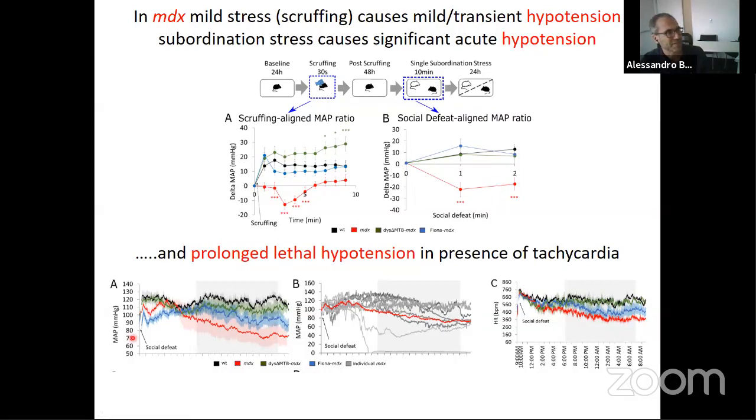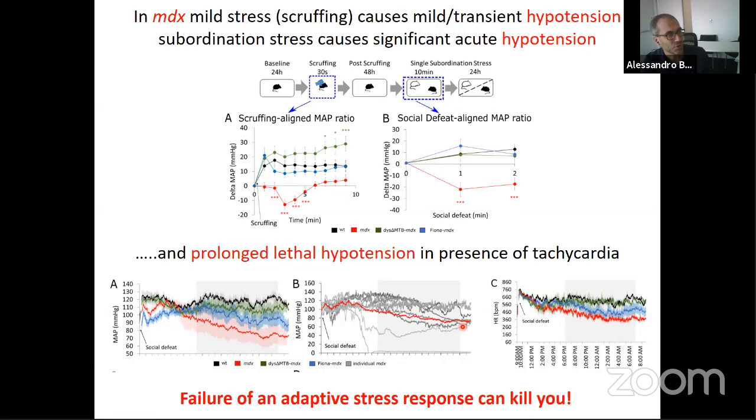And what happens if you then let the animal go past the first couple of minutes in the social defeat? That the MDX animal develops essentially a lethal hypotension rather than hypertension. The wild type animals are becoming hypertensive. This is the level that you see in wild type. The 2 rescued strains are pretty normal, but the MDX essentially collapse. Their blood pressure drops, and the animals that die, this 30% at 24 hours, have very low blood pressure.